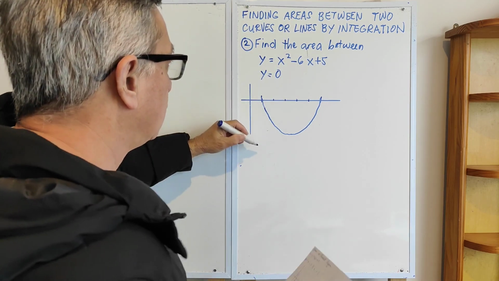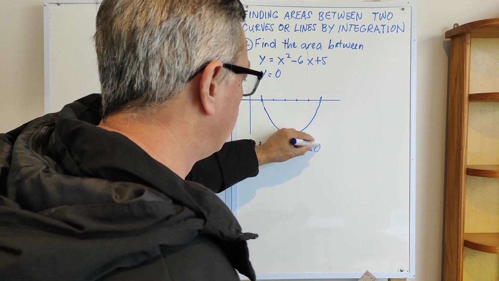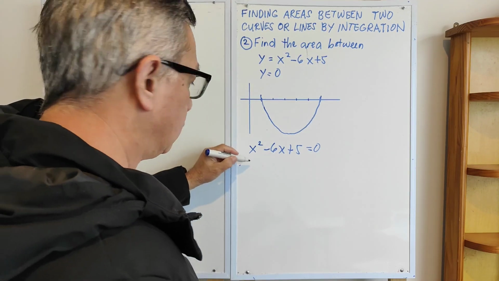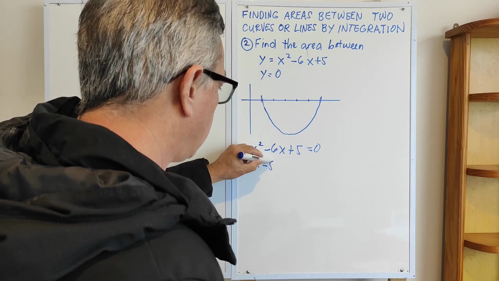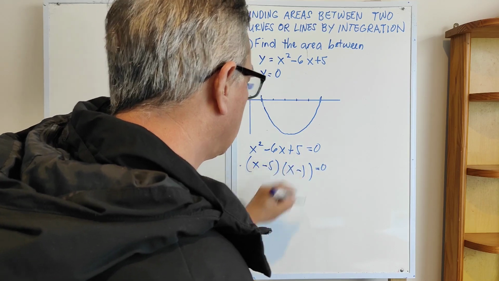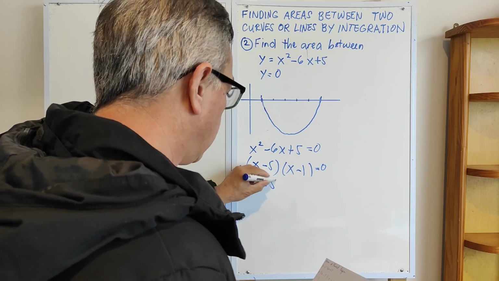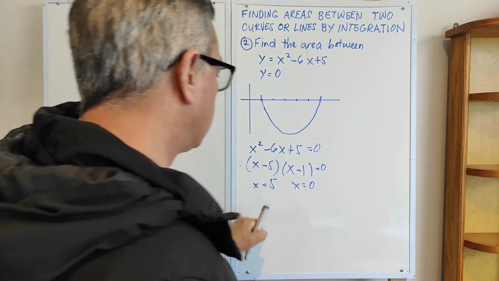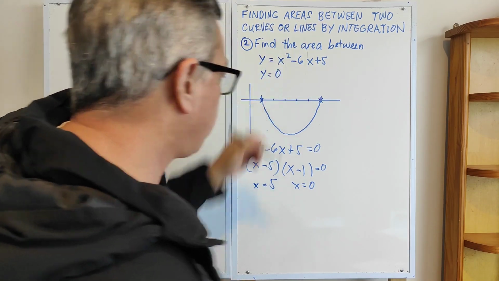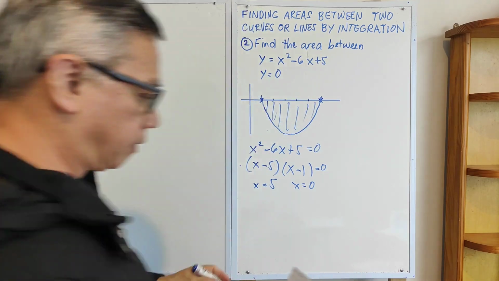So that would be x squared minus 6x plus 5 is equal to 0. We can factor this. It will become x minus 5 and x minus 1. So x is equal to 5 and x is equal to 1. These are the points of intersection, this one and this one. Now we want to get the area of this shaded portion.